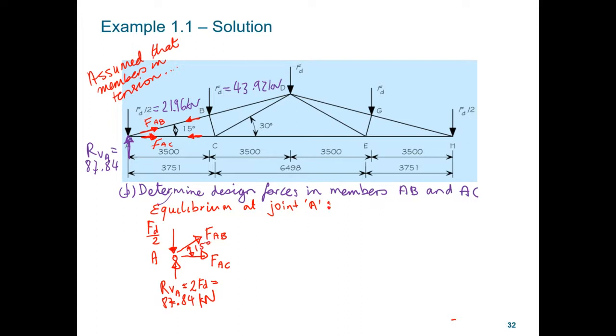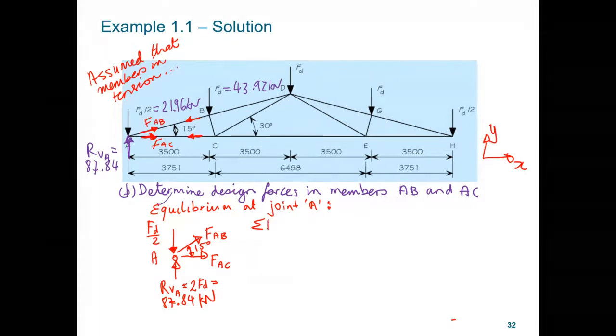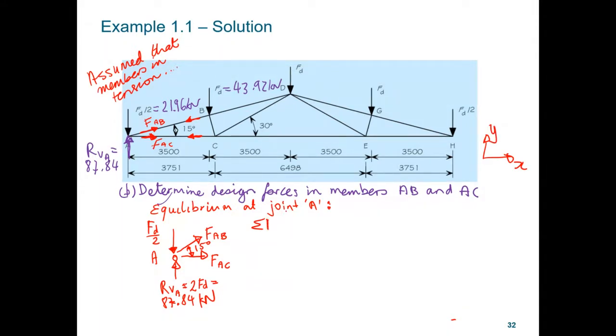Okay, so we're going to look at equilibrium at point A. So we look at the sum. Same as last time, x is the horizontal direction, y is the other direction. So the sum of the horizontal forces is equal to zero. So I have FAC going to the right, so it's positive because it's in the x direction, going to the right.